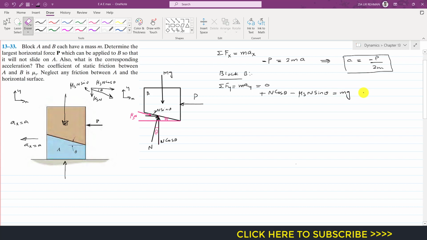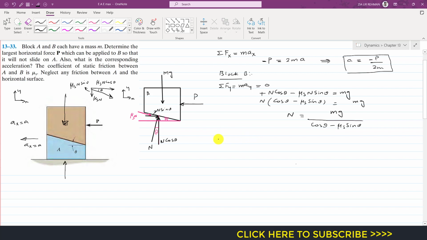So we will have it like this, and if I take N common from both of these terms, this will be cos of theta minus mu s sine of theta equals mg, or we can write that N is equal to mg divided by this term. So this is cos of theta minus mu s sine of theta. This is the normal force which is applied by block A on block B.